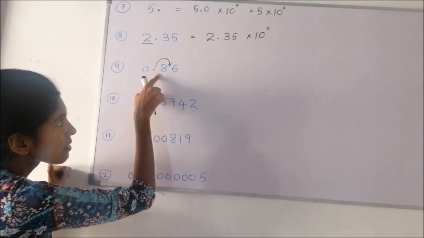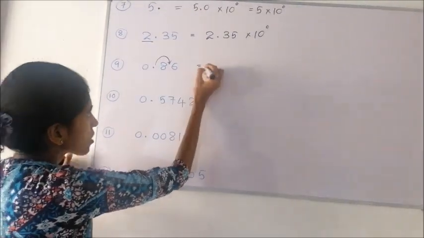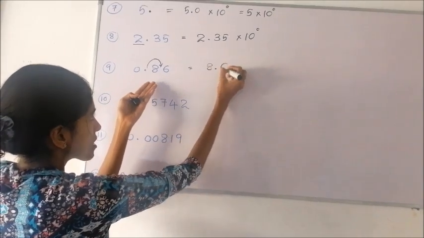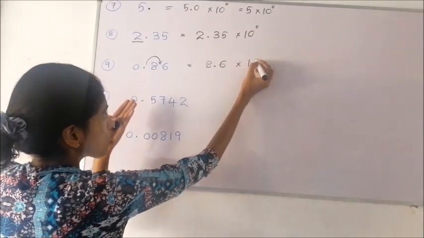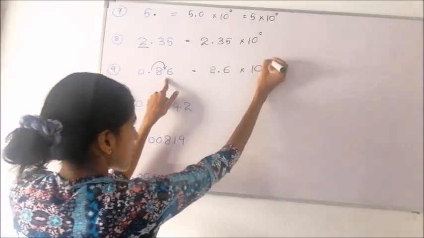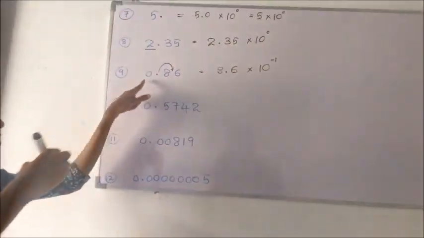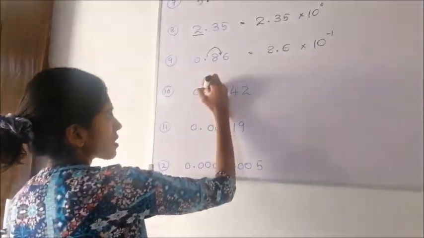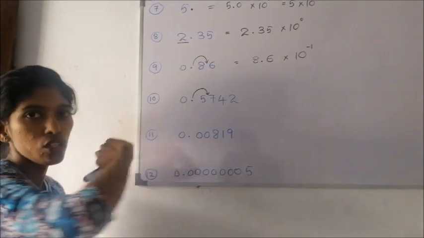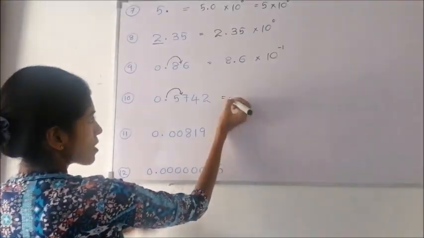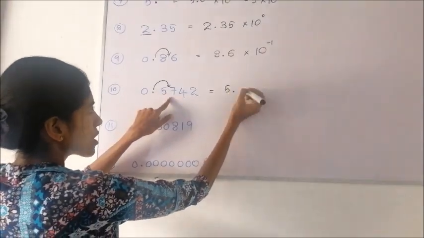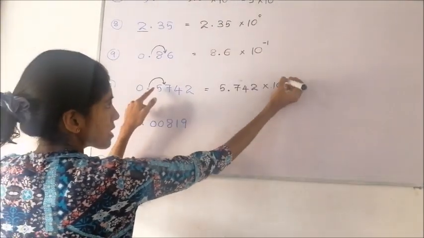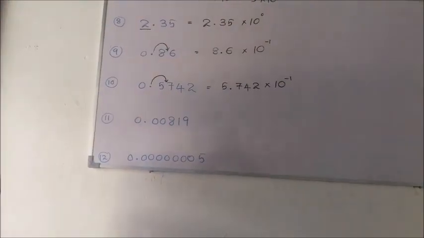Then only we can see 8 point. So, front 0, remove that. We can write this as 8.6 multiplied by 10 to the power. How many times did we move? 1 time. That is minus 1. Why? Because before the decimal point 0. Next, in this number also only once we need to move the decimal point. So what is the new number? 5.742 multiplied by 10 to the power minus 1, because only 1 time we moved.